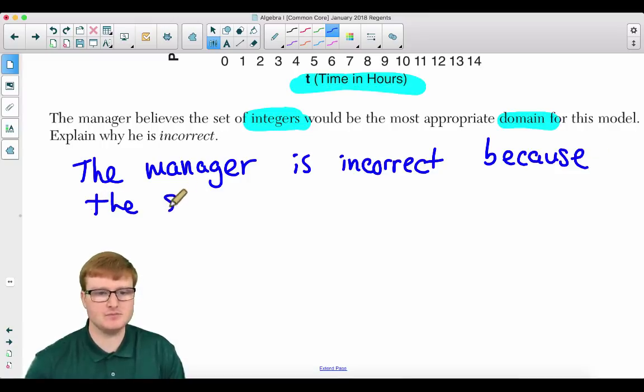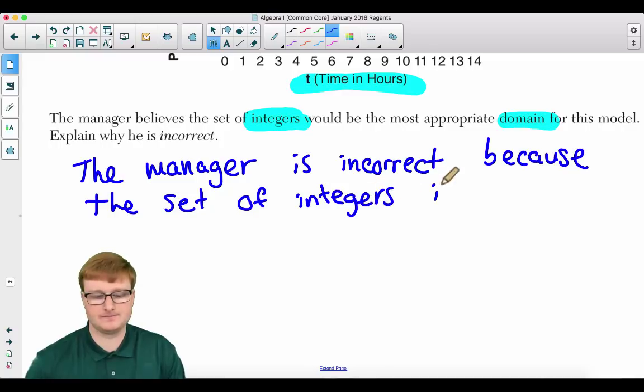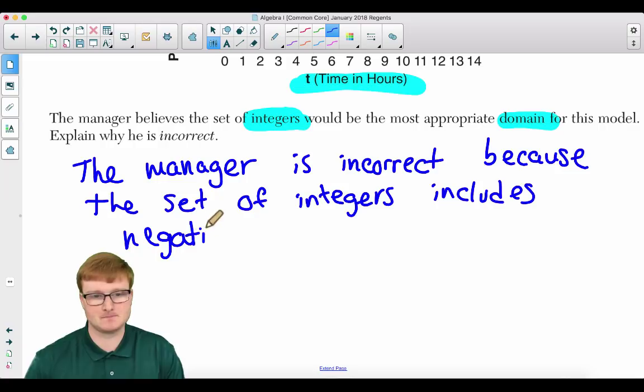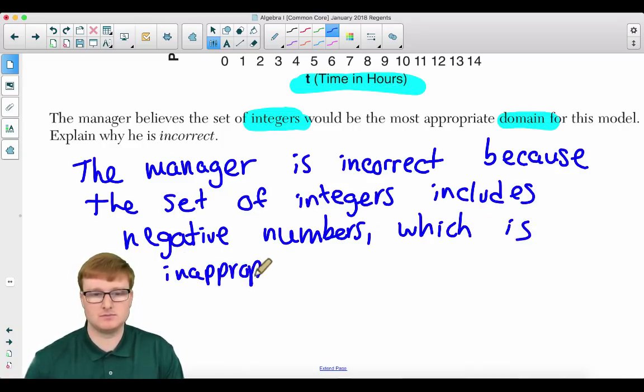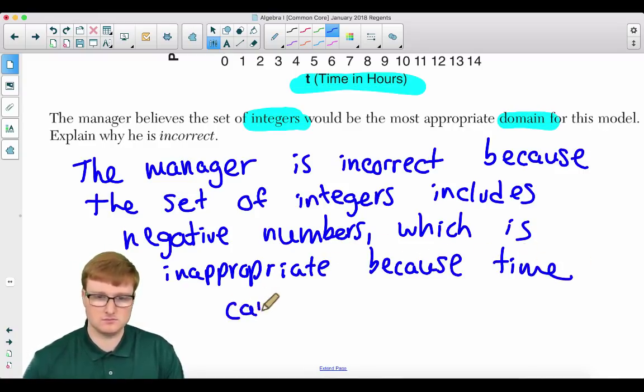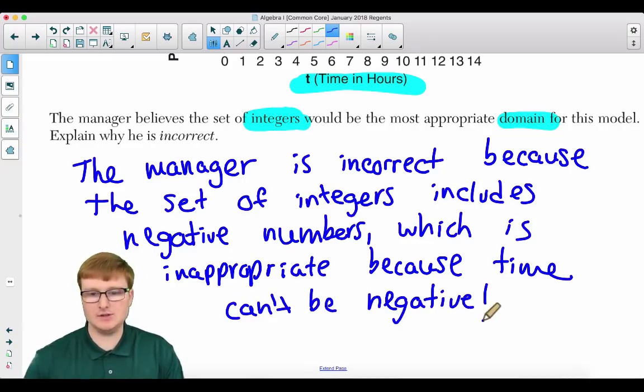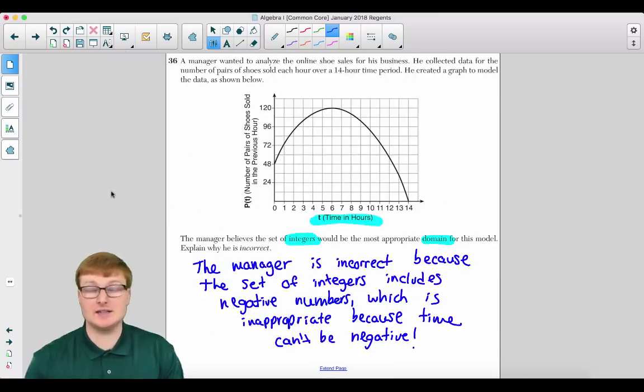Because the set of integers includes negative numbers, which is inappropriate because time can't be negative. And that's all you have to do for that part of the question. That's easy. That's not bad.